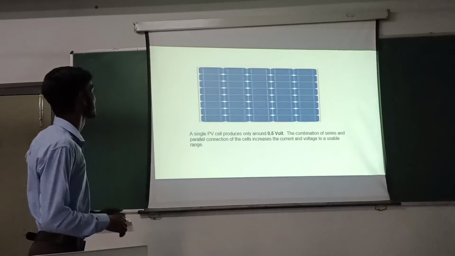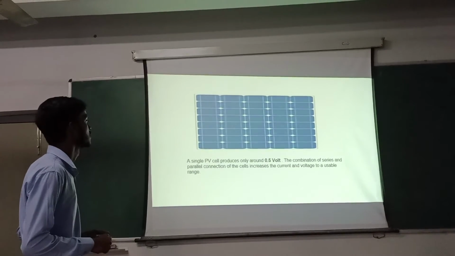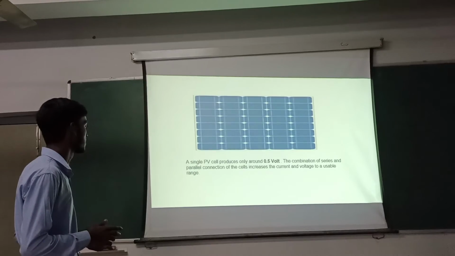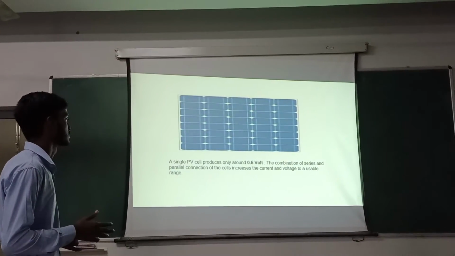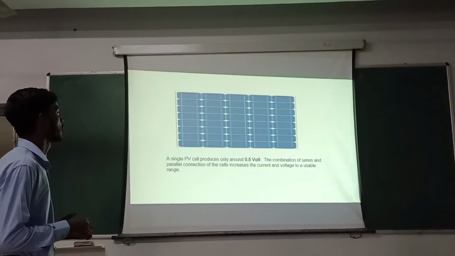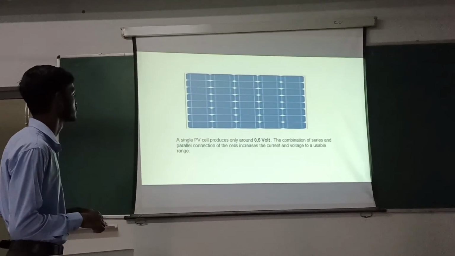Now a single PV cell produces only 0.5 volt. So one PV cell is not sufficient to light up a single bulb, so we have to make a combination of series and parallel connections of the cells to increase the current and voltage to a usable range.